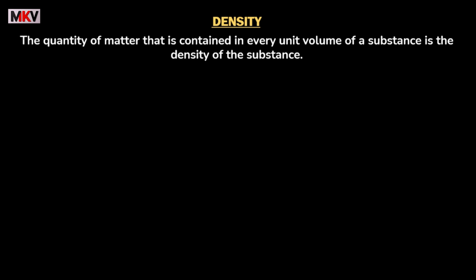Now, the quantity of matter that is contained in every unit volume of a substance is the density of the material. The standard unit for volume is the meter cubed, so a unit volume is 1 meter cubed. The quantity of material present in that volume gives the density of the substance.